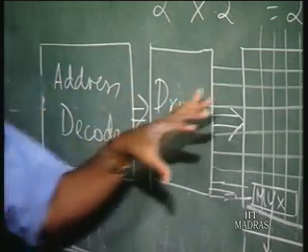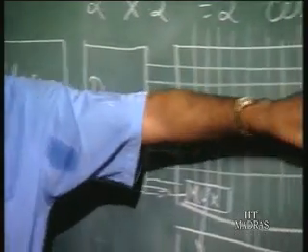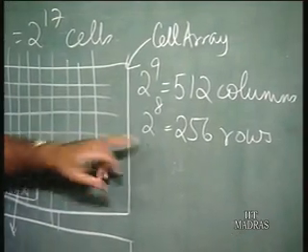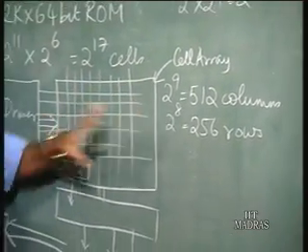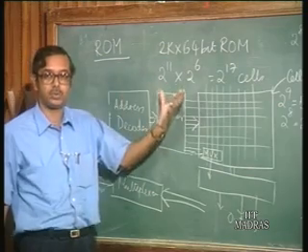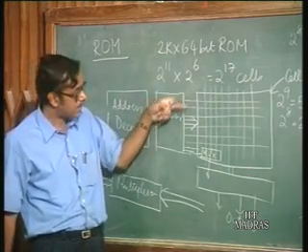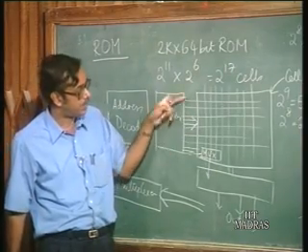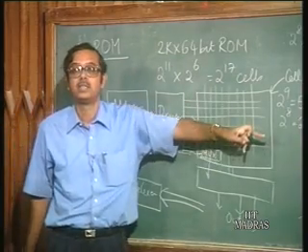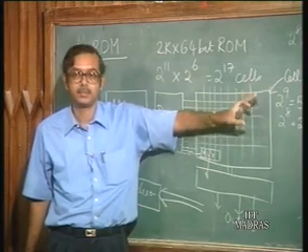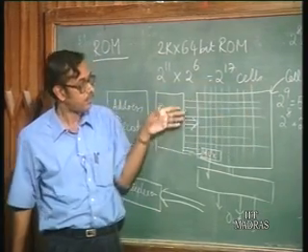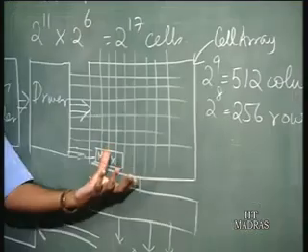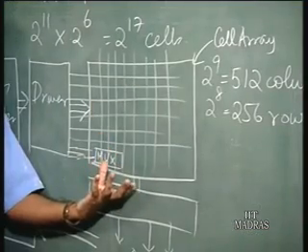Now, in order to make it square, we make it 2 to the power 9 into 2 to the power 8, so you have 2 to the power 8 rows here. There is an 8 to 2 to the power 8 decoder, and the output of that decoder is going to choose one of the 2 to the power 8 rows here. And so, there are 64 into 8 columns.